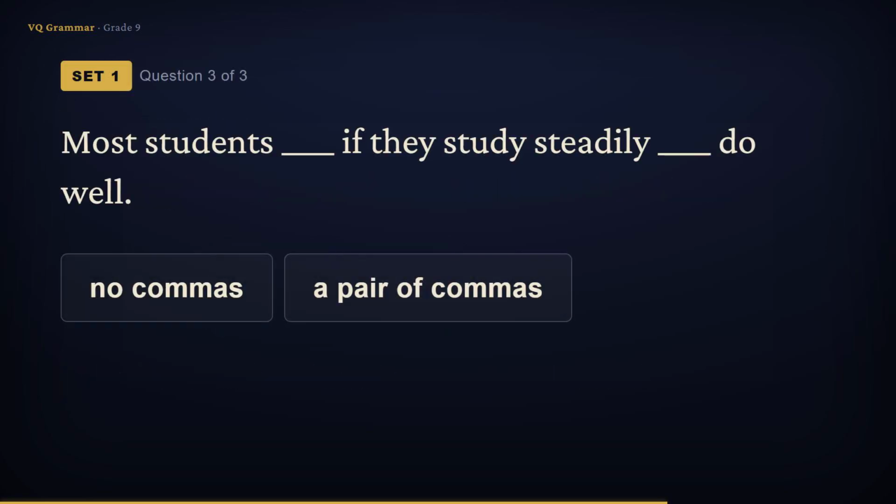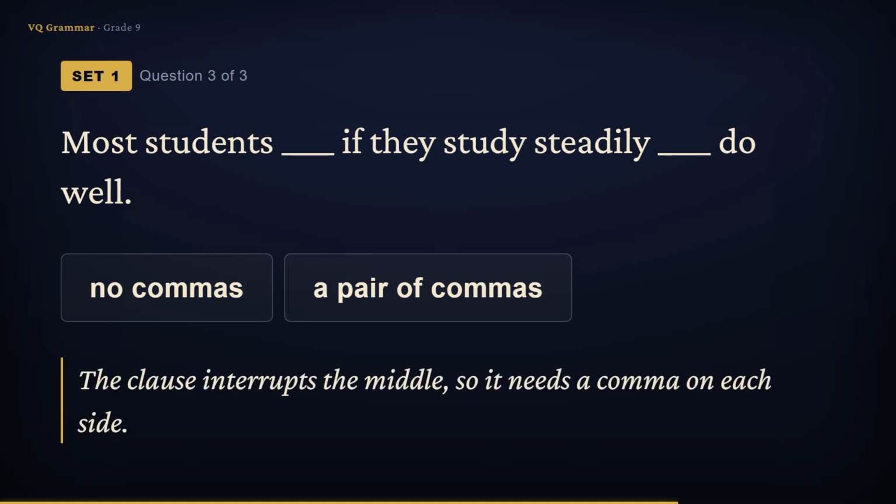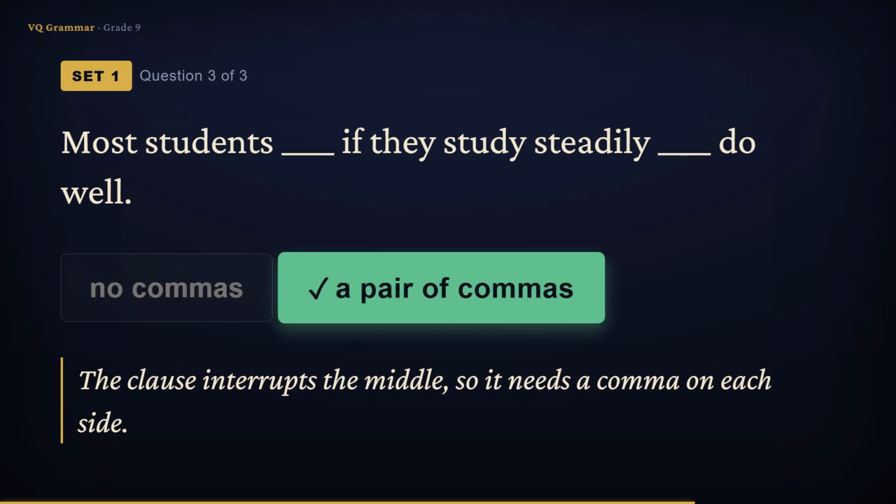Most students, blank, if they study steadily, blank, do well. Here, the clause drops right into the middle and interrupts the sentence. An interrupting clause has to be fenced off on both sides, so the answer is a pair of commas.